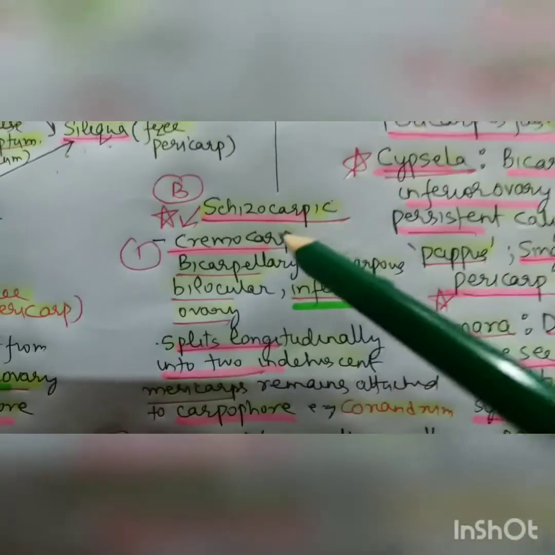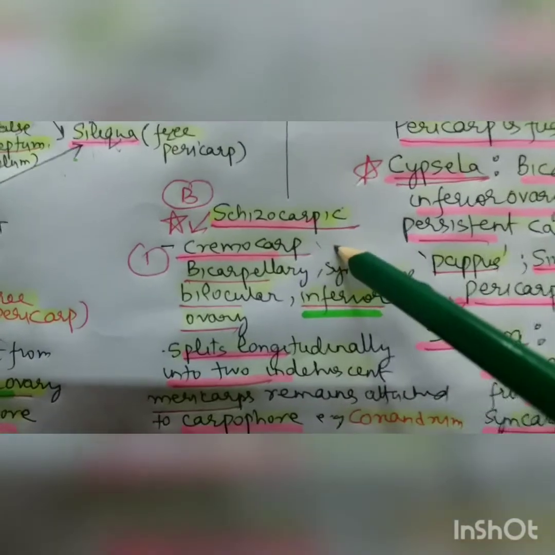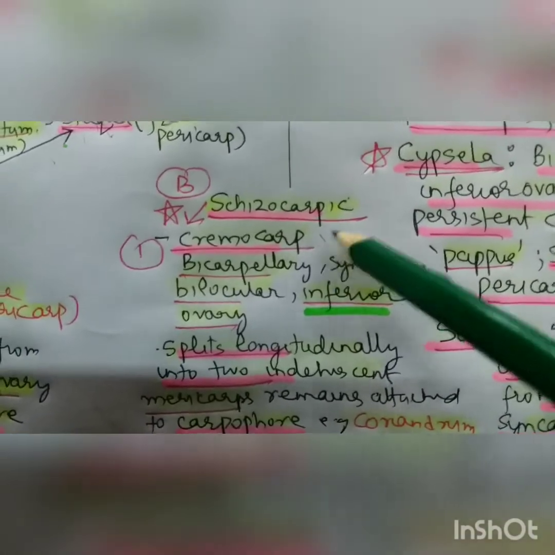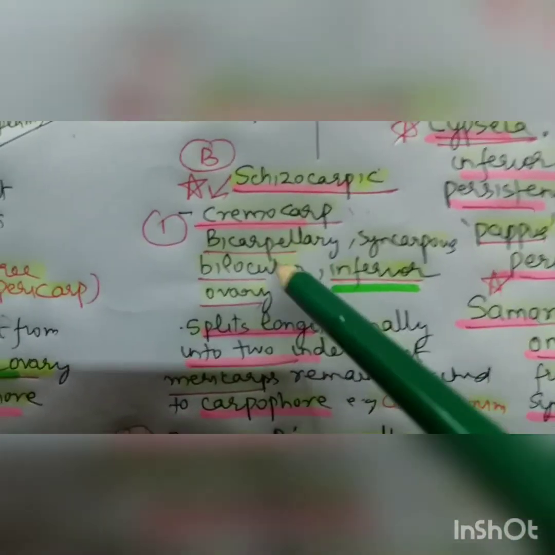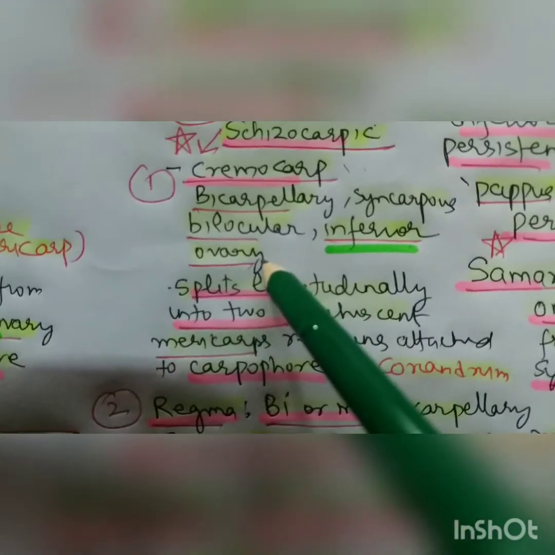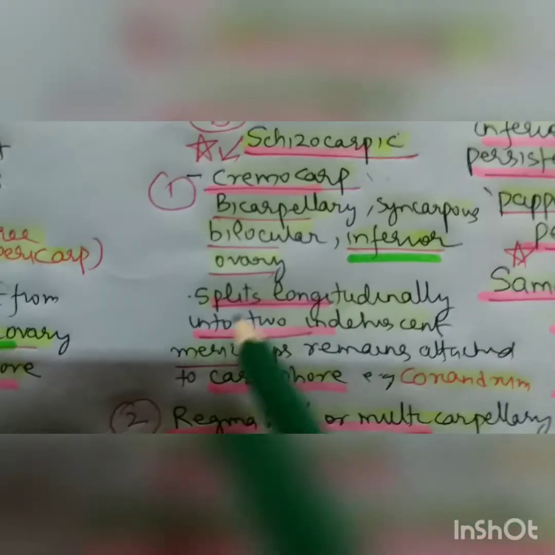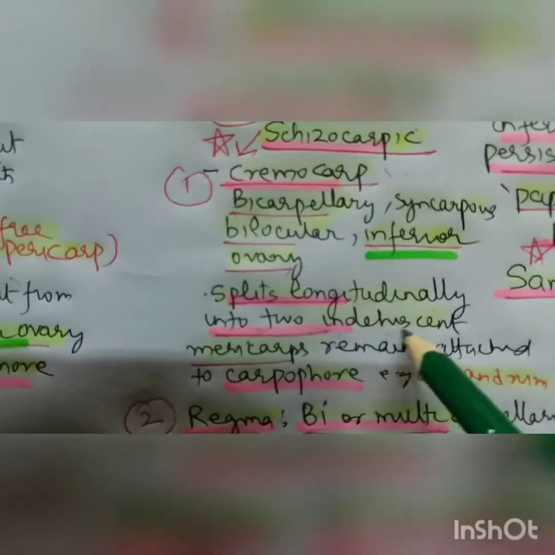So the second type of fruits is B type, schizocarpic, and we have the cremocarp. Cremocarp basically comes from the bicarpellary syncarpous bilocular inferior ovary, right? But there is no replum here. Without replum, it splits longitudinally into 2 indehiscent mericarps.